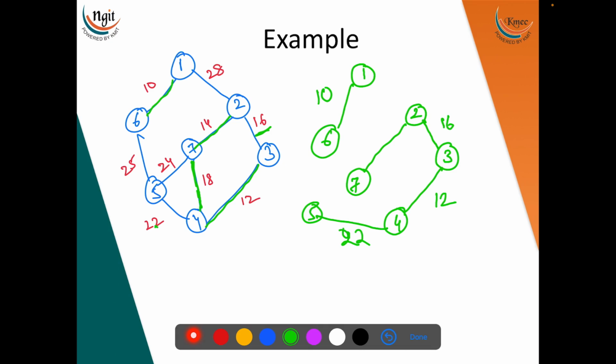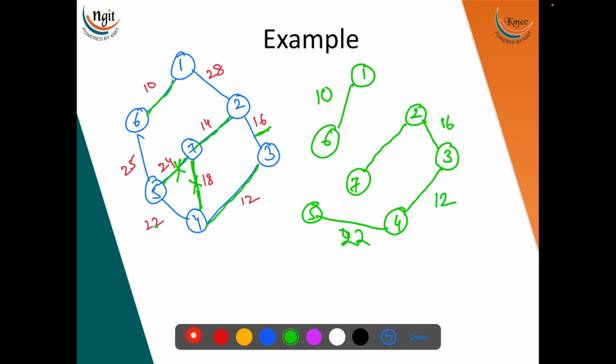Now after this 22, again which has minimum cost: 24, 25, 28. 24 has the minimum cost. But if you take 24, what happens? Again a cycle forms, so I don't want to take it. A spanning tree should not contain any cycle. So when you are considering a cost which leads to a cycle, don't consider it. I am not going to consider it.